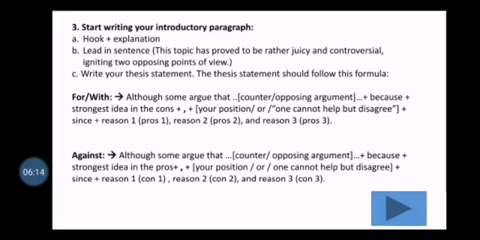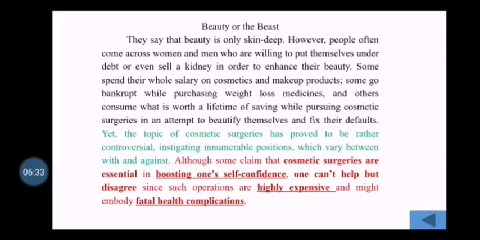Then you use the word "since," and you mention reason 1, which is con 1 because you're against, reason 2 or con 2 because you're against, and reason 3 or con 3 because you're against. To see how it's done, check the following introductory paragraph. Now here, Beauty or the Beast.